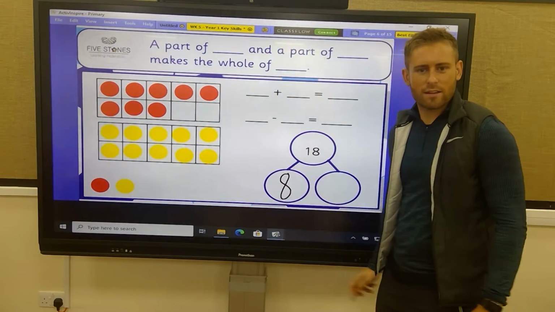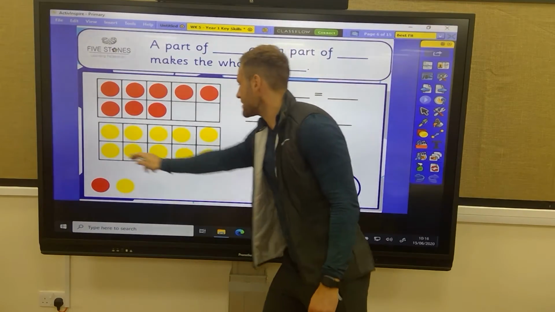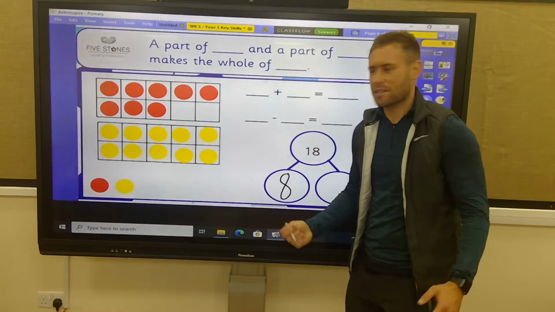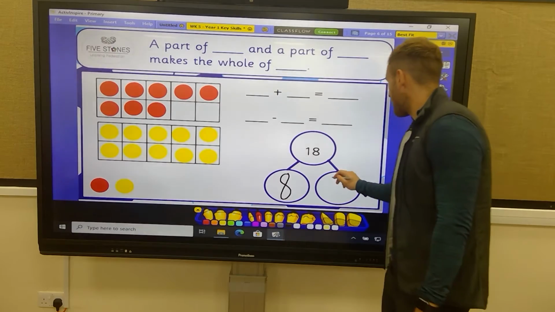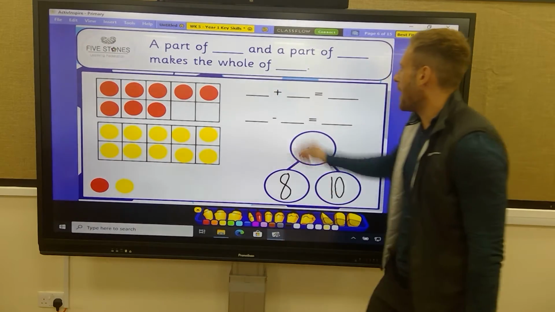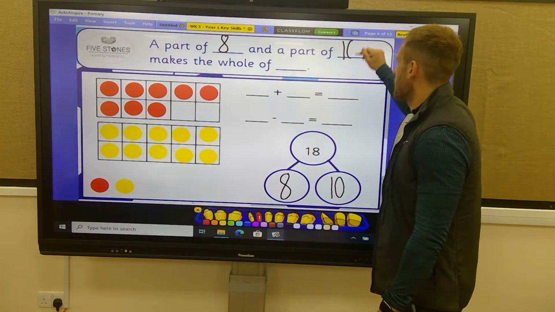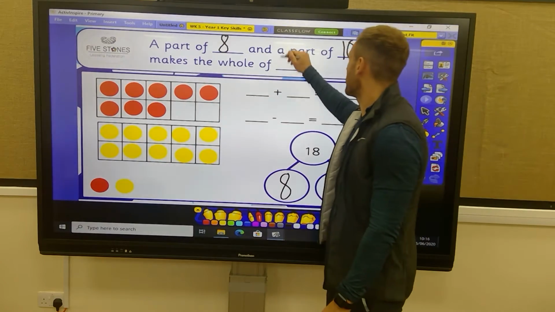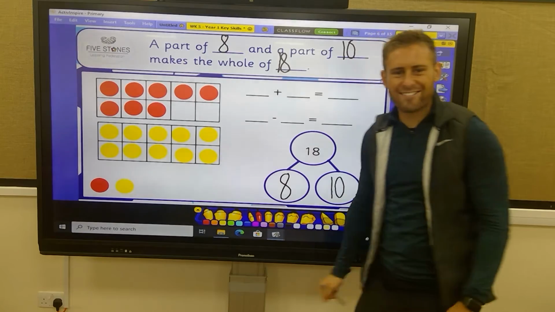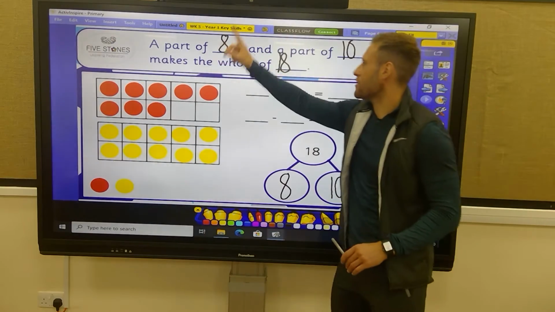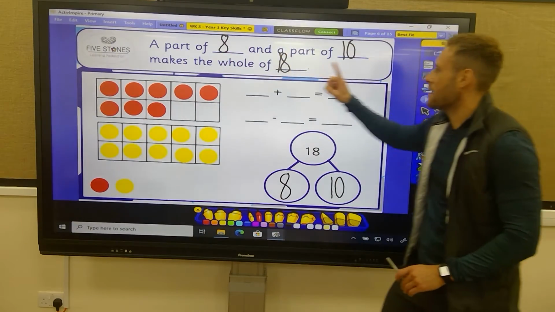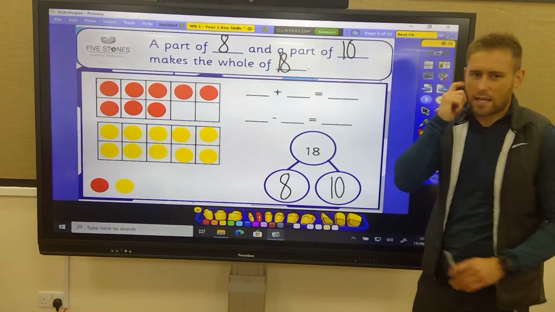What can we see? Yes, we've got a completed tens frame. And how much is that? Yes, a completed tens frame represents 10. So we have a part of 8 and a part of 10 makes the whole of 18. Well done, your turn. A part of 8 and a part of 10 makes the whole of 18.